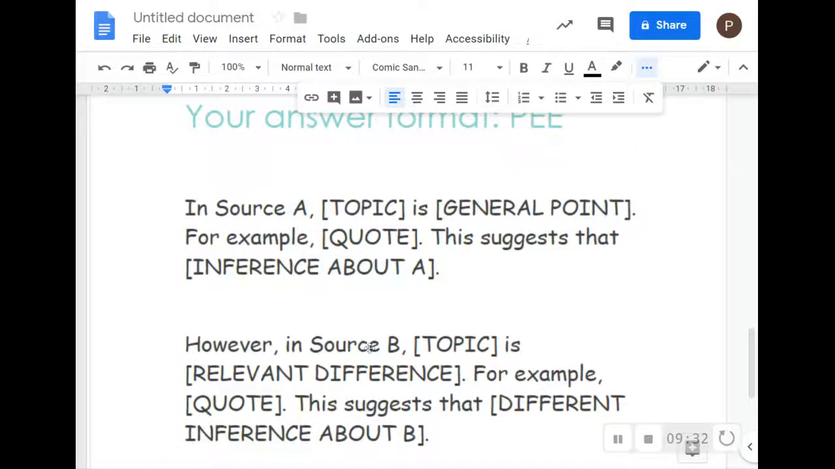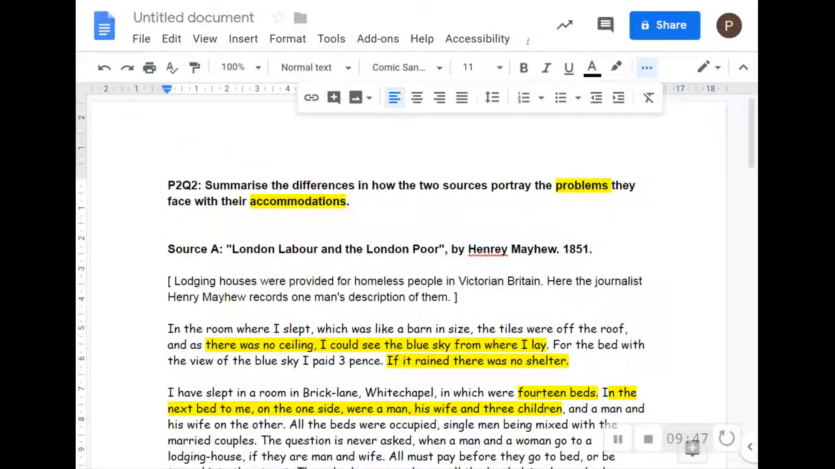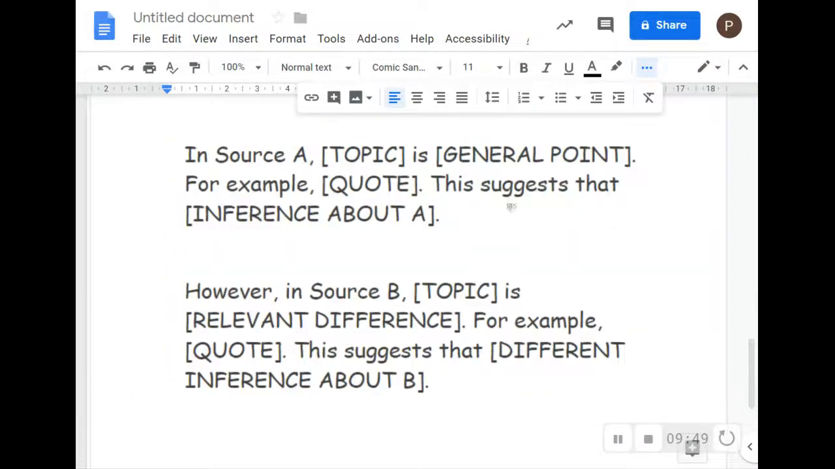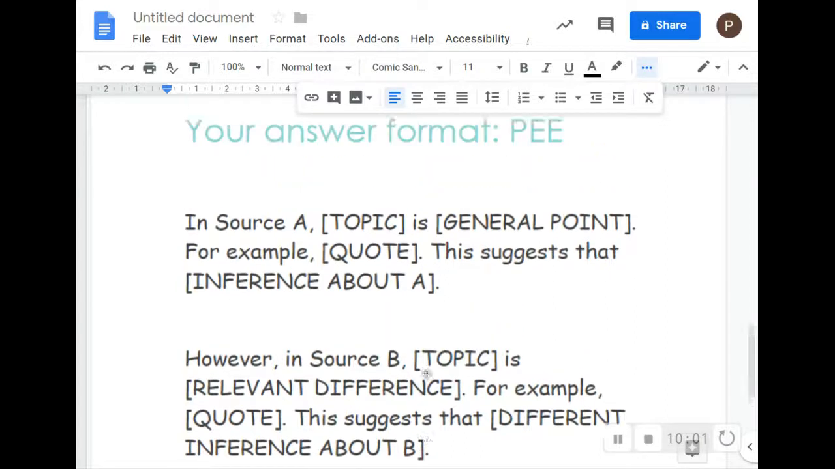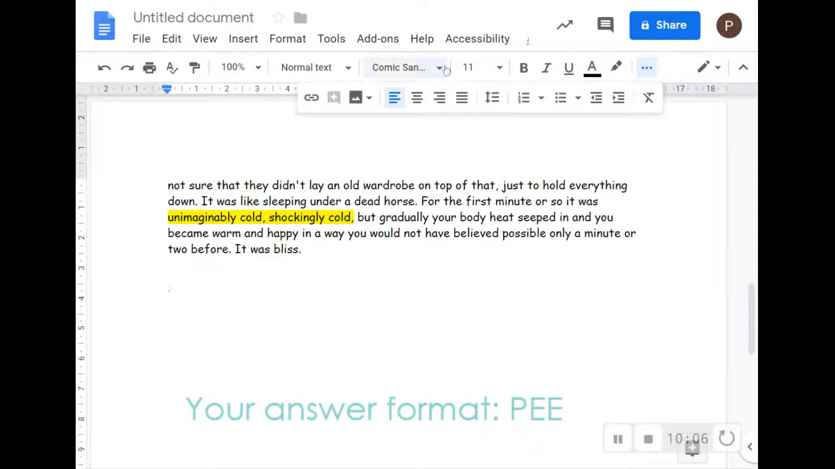Now, my answer format is going to be PEE. I'm going to write point, evidence, explanation paragraphs. In source A, the topic, in this case, is the problems they face with accommodations. And I say what the general point they make are. I give an example and say what it suggests. Then I do the same thing for source B, showing a difference, give an example, and say what it suggests. So, let's write my answer here.